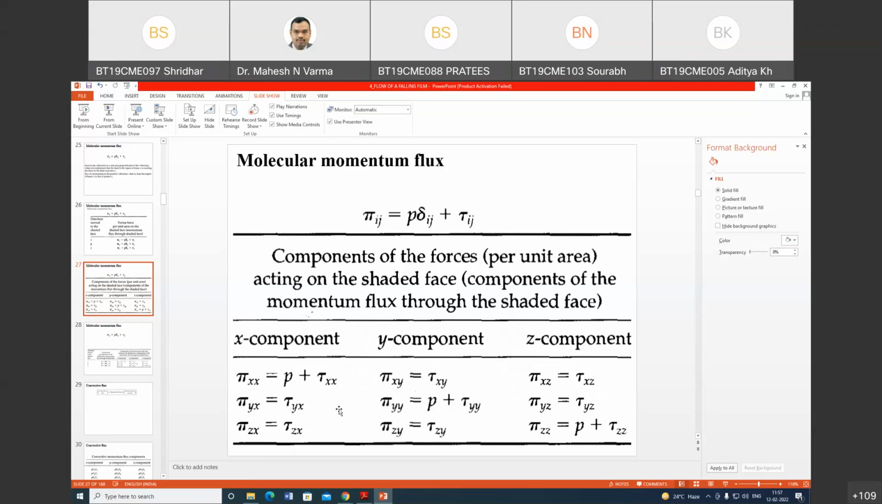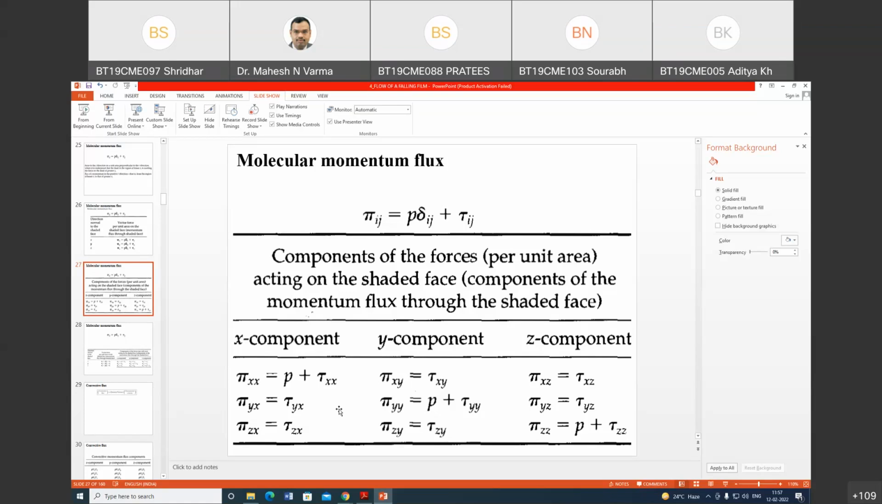Can you repeat? It was not clear. Sir, we learned that tau yx is the momentum in y direction due to the flow in x direction. No, it is x momentum flowing in y direction. Yes, sir. And so tau xx is momentum flowing in x direction due to the flow in x direction, and that too without bulk motion.